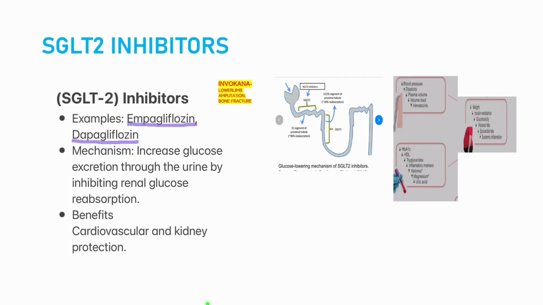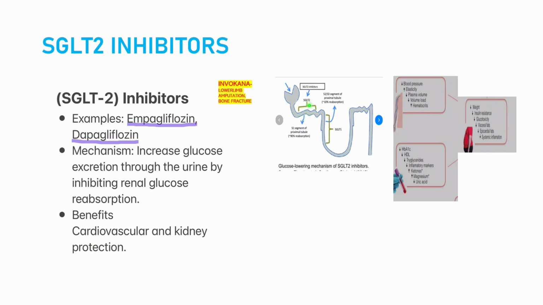Next is SGLT2 inhibitor. The expansion of the word is sodium glucose transport inhibitor. The mechanism is increased glucose excretion to the urine by inhibiting renal glucose absorption. So let us look at the mechanism.